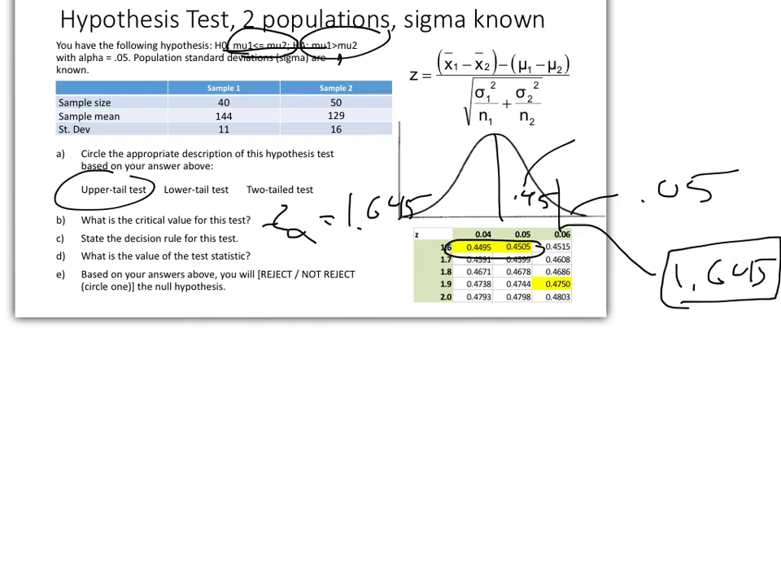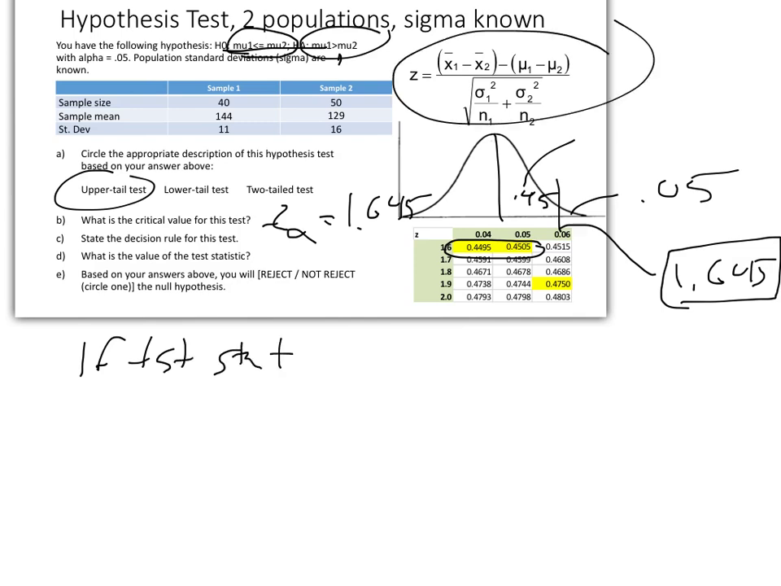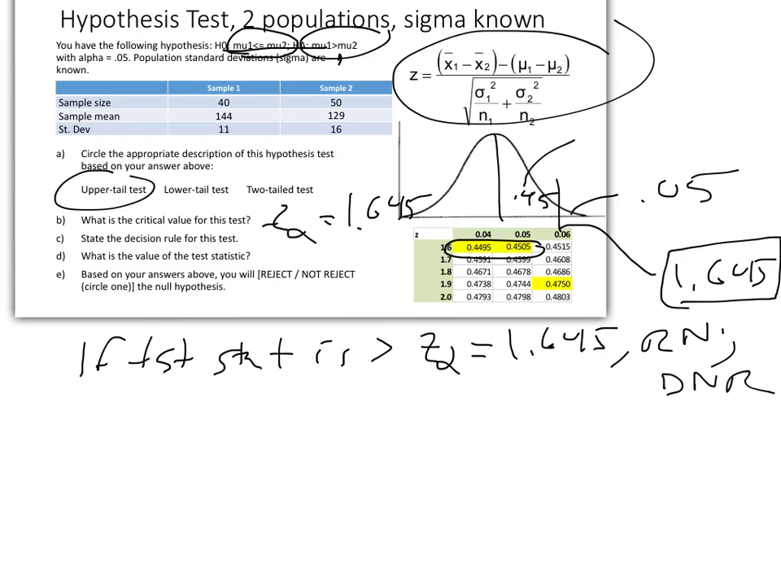Okay, so the decision rule then is if the test stat, which we'll calculate using the equation right there, is greater than z of alpha, 1.645, we will reject the null, otherwise do not reject. Again, just saying, if it falls in the rejection region, we'll reject the null, otherwise we will not. Okay, what is the value of the test statistic? So that's what we're going to calculate here.